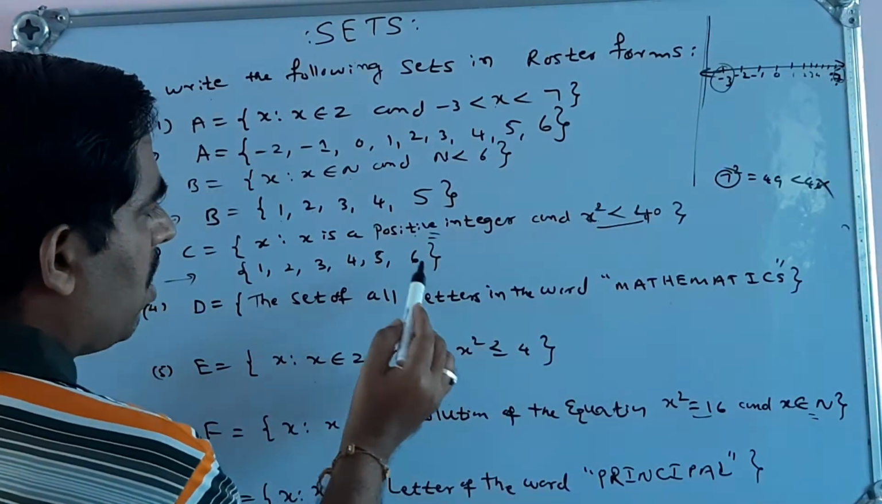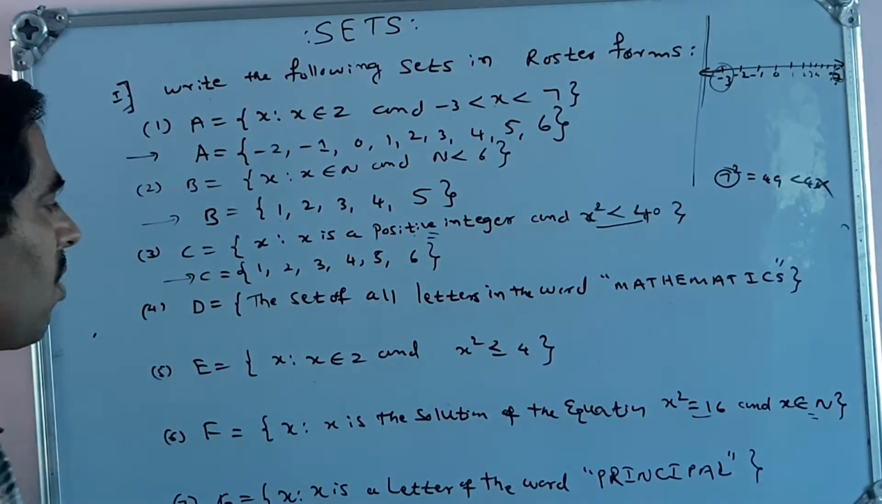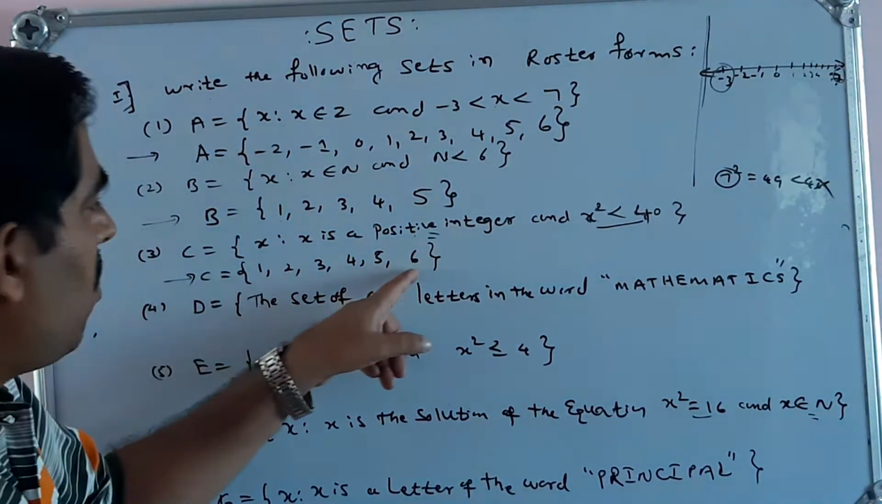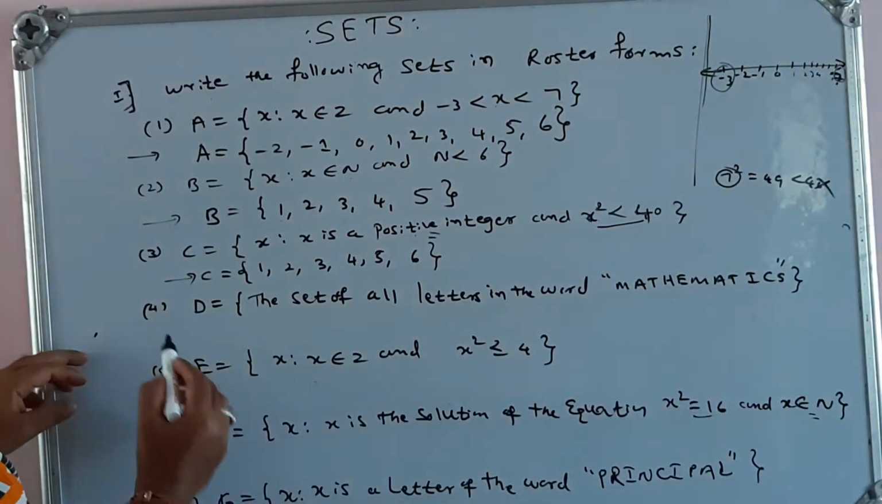So I cannot take 7, so I will stop at 6. So 1, 2, 3, 4, 5, 6. This is C. So this becomes roster form. This was rule method. This is set builder method.